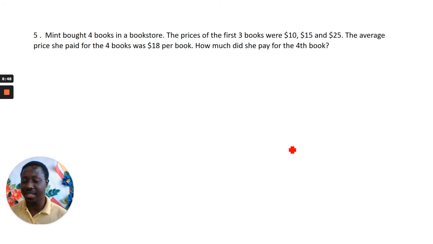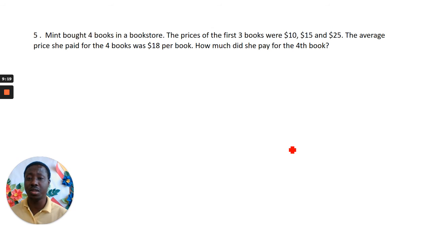Okay, let's talk about Mint. Mint bought 4 books in a bookstore. The prices of the first 3 books were $10, $15, and $25. The average price she paid for the 4 books was $18 per book. How much did she pay for the 4th book?